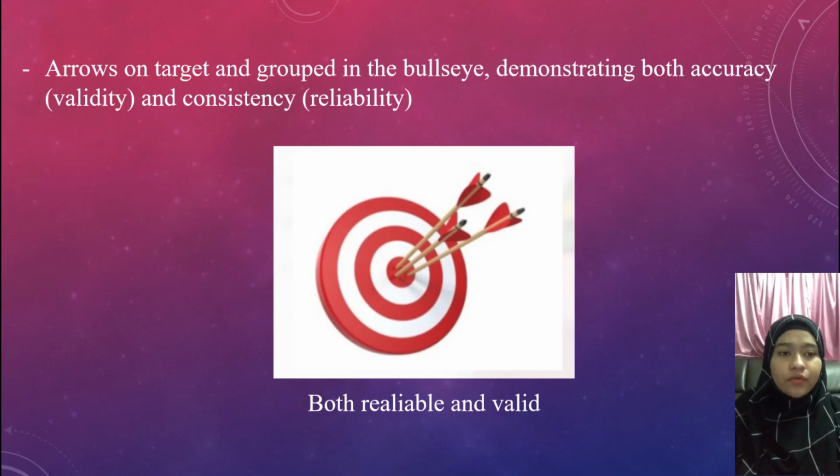The last graph of arrows shows that it is both reliable and valid, because the arrows are on target and grouped in the bull's eye, that means in the middle, on the bow, and demonstrating both accuracy, that is validity, and consistency as reliability. As you can see, all the arrows are shot in the middle and on the bull's eye, so it is reliable and valid.